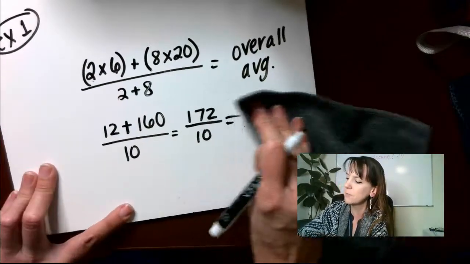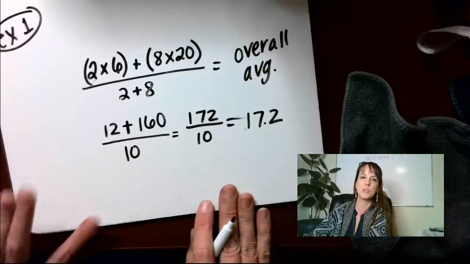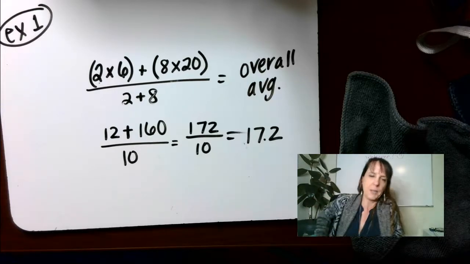Let's try that again. I moved my decimal too far. 17.2. 17.2 for our overall average. So the overall average of all those numbers is going to be 17.2.